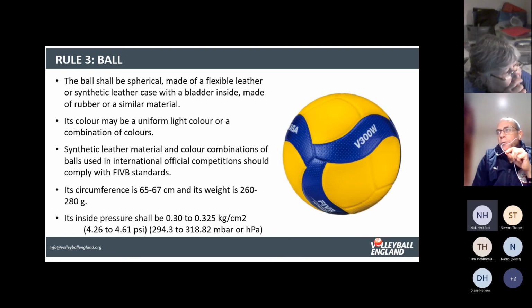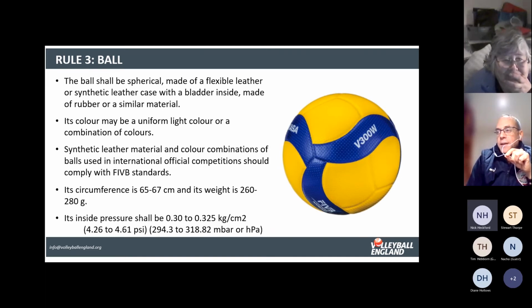The basis of this is that the balls that are used are homologated by the FIVB as being acceptable, with the types of balls and their reference number. So this is the latest international game ball, the V300W, and this says that the FIVB have approved this ball, and it is acceptable for use in matches. Its circumference is 65 to 67 centimeters. They don't vary that much, and its weight is 260 to 280 grams.